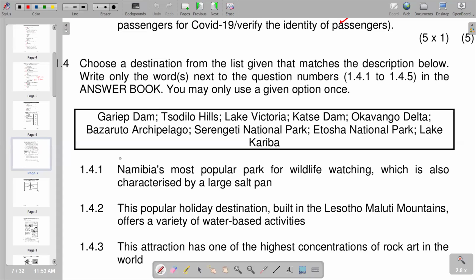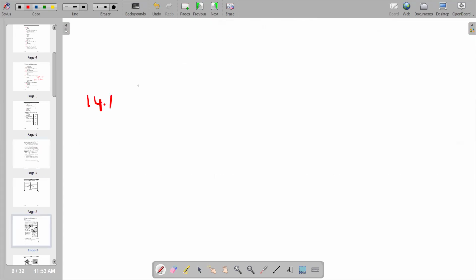So the first one is saying Namibia's most popular park for wildlife watching, which is also characterized by a large salt pan, is the Etosha National Park. So 1.4.1, we are saying Etosha National Park.